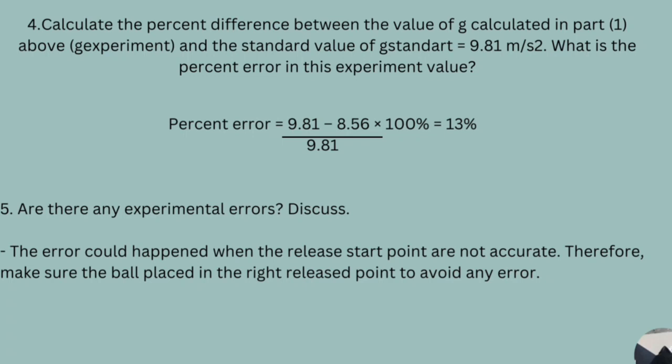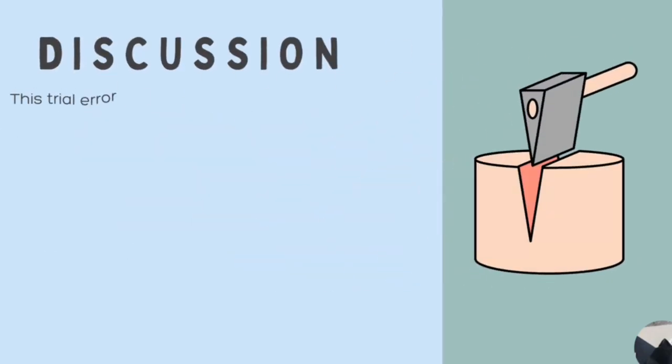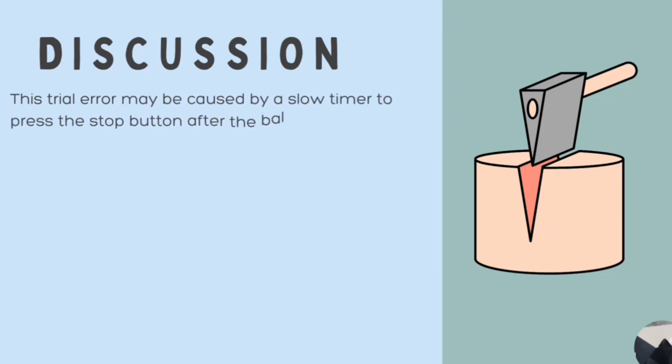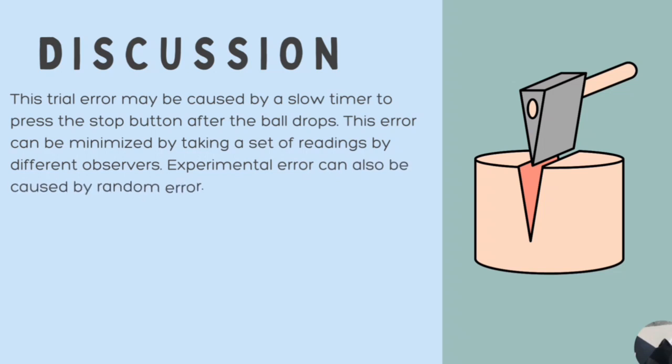The discussion of this experiment: the error could happen when the release start point is not accurate. Therefore, make sure the ball is placed at the right release point to avoid any error. This trial error may be caused by a slow timer pressing the stop button after the ball drops. This error can be minimized by taking a set of readings by different observers. Experimental error can also be caused by random error.